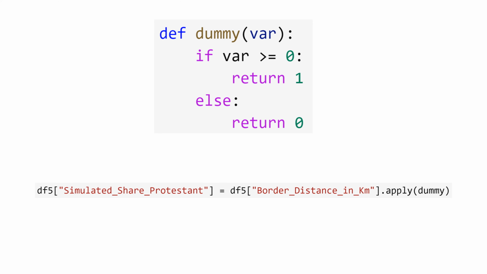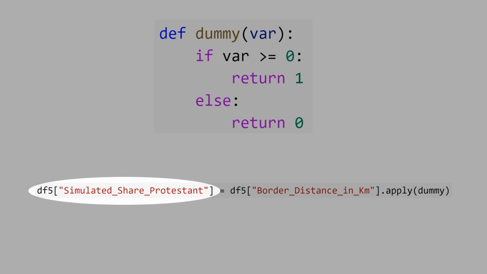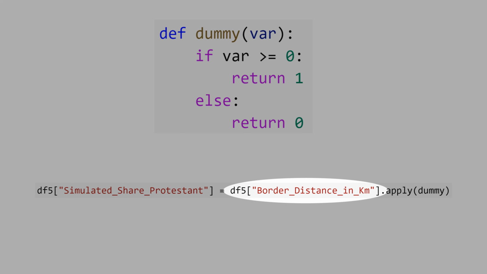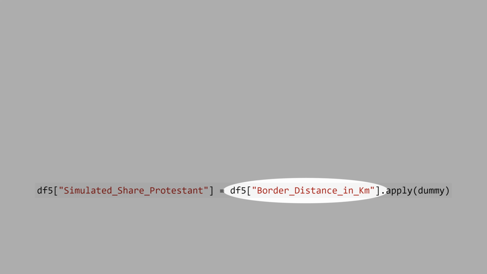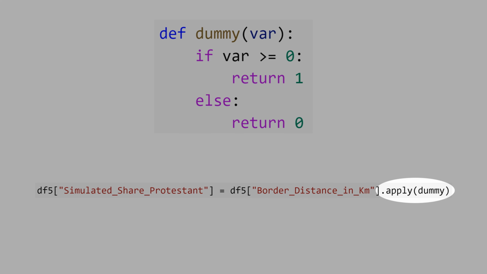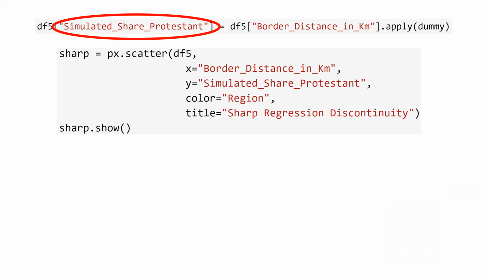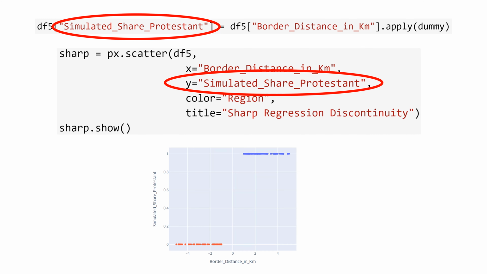Now that we have a function, let's apply it to the data. Let's create a variable, simulate share of Protestants. Let's transform the variable border distance in kilometers. Border distance has the x coordinates, and you want to generate the y's, 1 and 0. To apply the function dummy to the variable border distance, we call the method apply, and we pass dummy. Apply means apply the function to the variable. And what function? Dummy. See that the variable that we created, simulate share Protestant, we use as the y coordinate, and then we get the graphic.